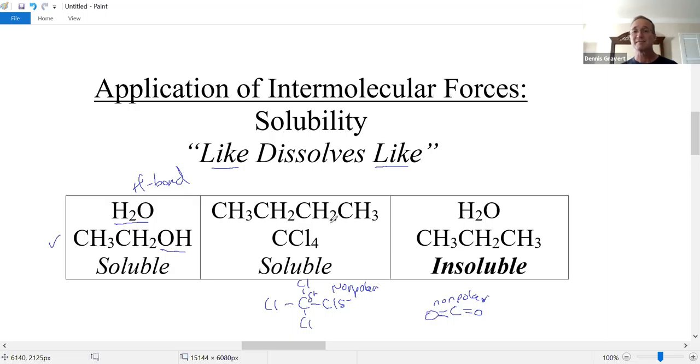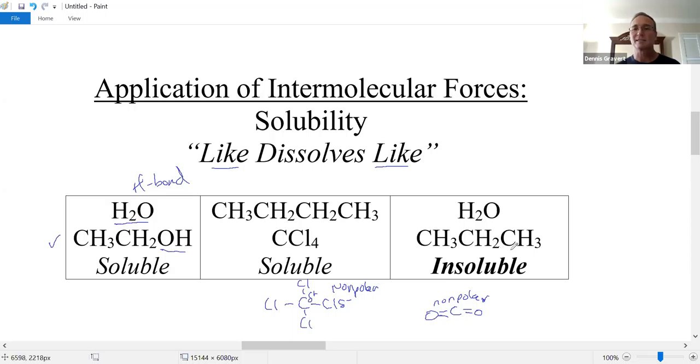Like dissolves like. This is nonpolar, greases are nonpolar. They dissolve in each other. My dad was a mechanic. He used to wash his hands in gasoline. Well, they outlawed that, or at least said that's a bad idea because there are molecules in gasoline that might cause cancer. Yikes. Dad, don't do that.